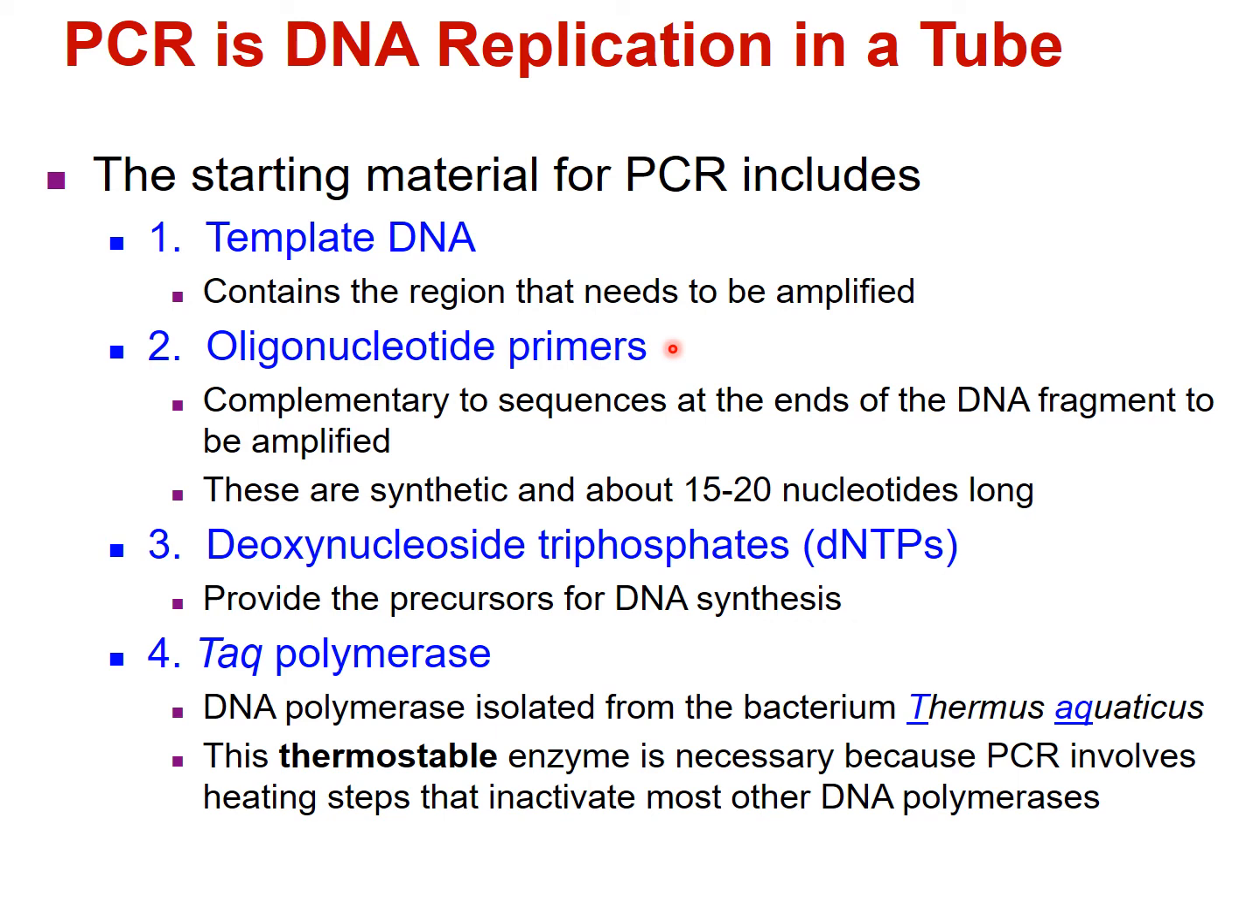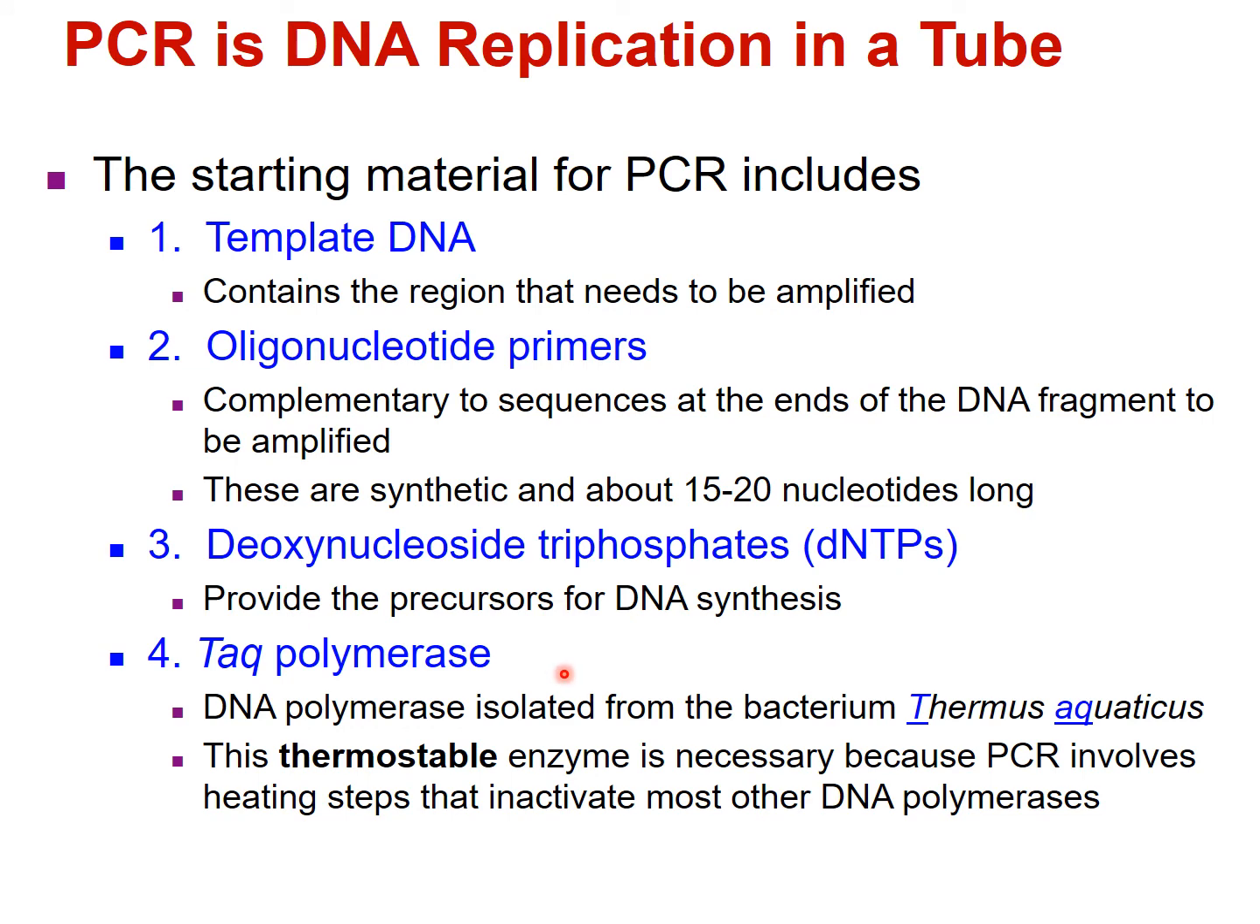So that orange region that I showed in the previous slide. And they're usually pretty small, between 15 and 20 nucleotides. We're going to need deoxynucleotide triphosphates. So if you remember from DNA replication, these are the components that get incorporated into a growing DNA strand. So we're going to provide those. And we need a DNA polymerase.